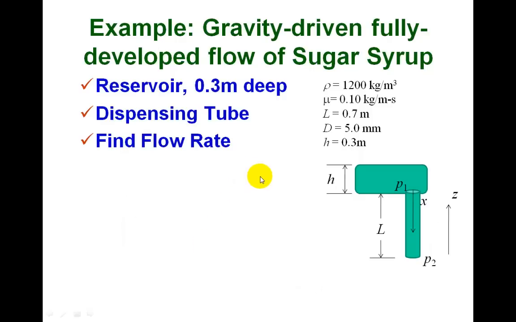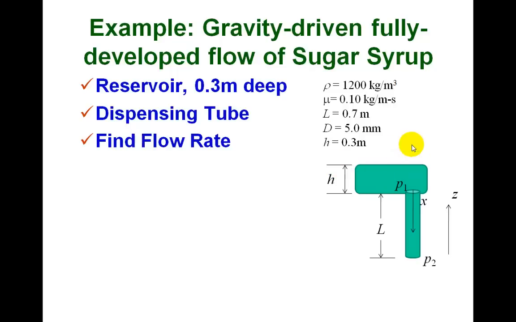Here's a system where we imagine that we have some kind of a manufacturing process that involves dispensing sugar syrup, and we decide to do that rather than using pumps simply by using gravity-driven flow. So let's imagine we've got a tank with the sugar syrup in here that we're maintaining at some temperature so that it has these properties. Density is a little higher than water and the viscosity is much higher than water. This is about 100 times more viscous than pure water would be.